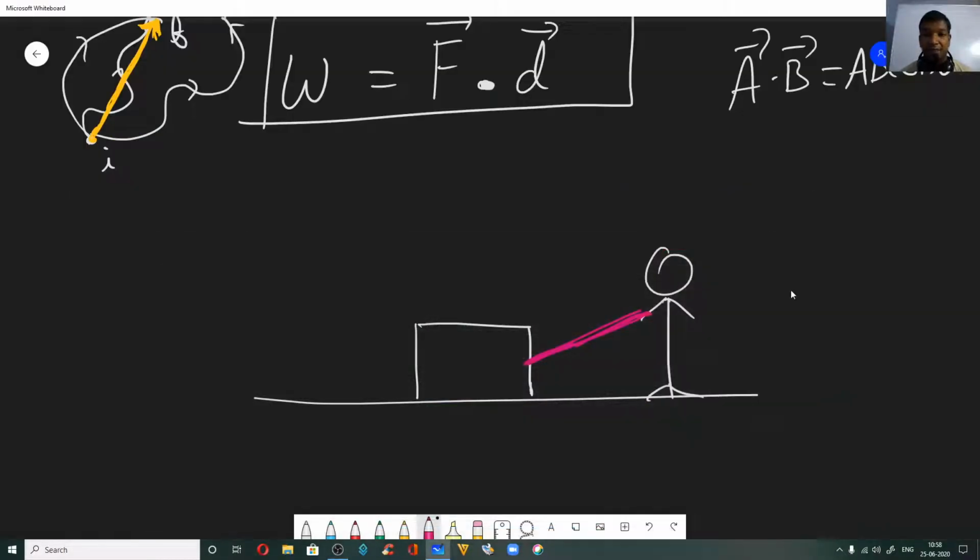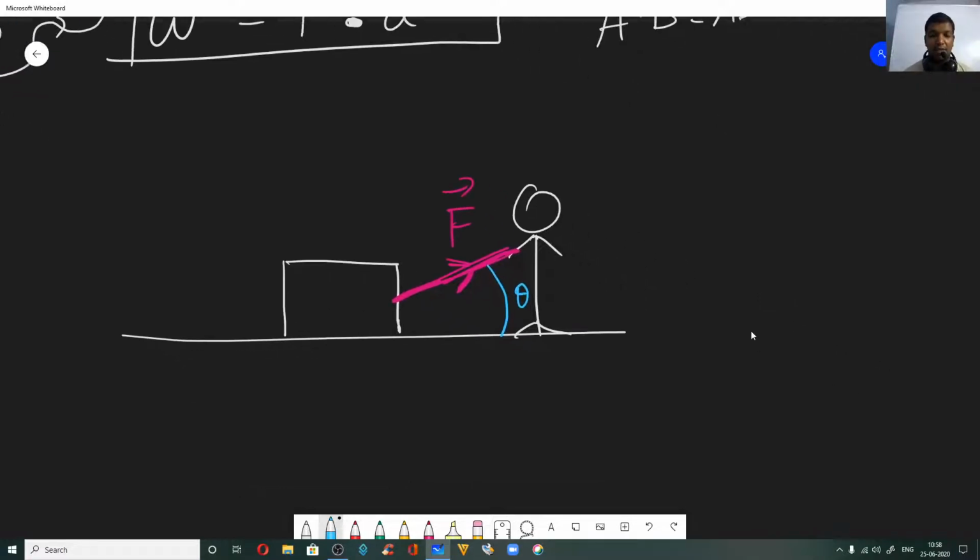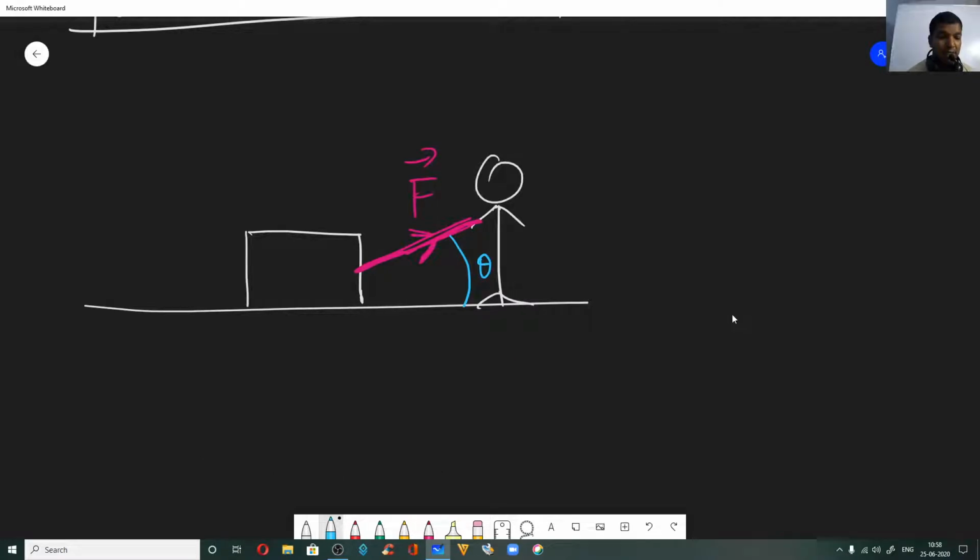Now what we can see here is the force. The direction of the force F is this way. When you are applying the force, you can clearly see that the force is making some angle theta with the ground. Now say this is the initial position.